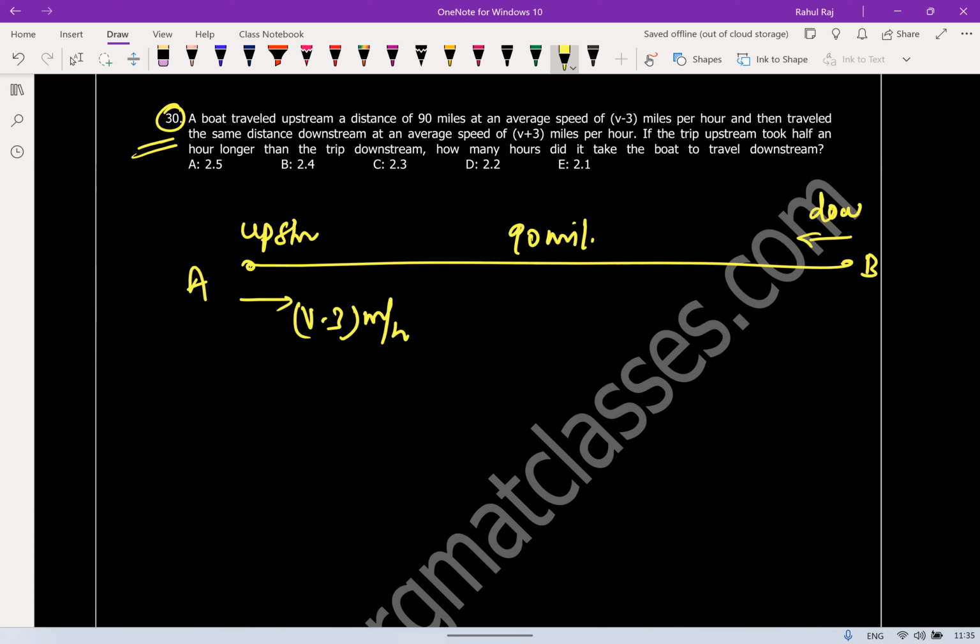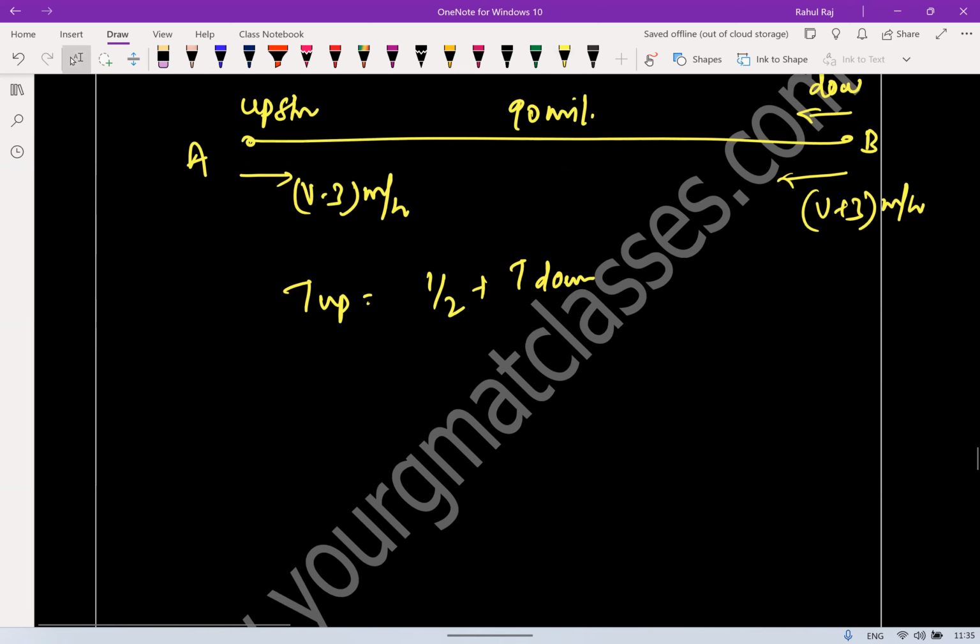So it says that a boat traveled upstream at an average speed of V minus 3 miles per hour and then traveled the same distance downstream at an average speed of V plus 3 miles per hour. If the trip upstream took half an hour longer than the downstream, so the time taken upstream is half an hour plus the time taken downstream. This is what they are trying to say. That's it. So what is the time taken by the boat to go upstream?